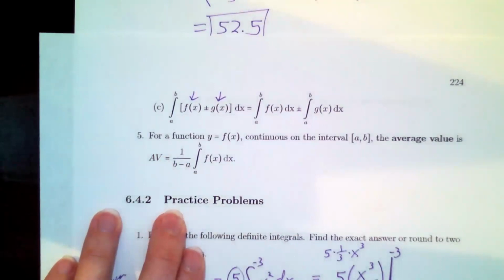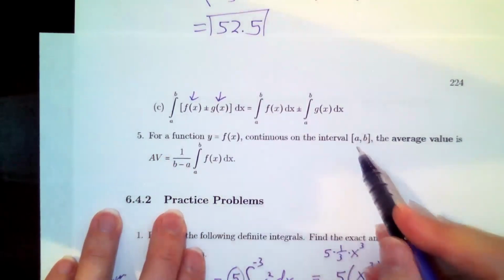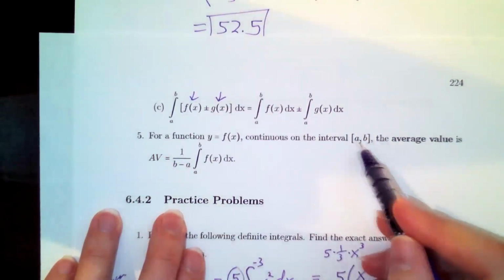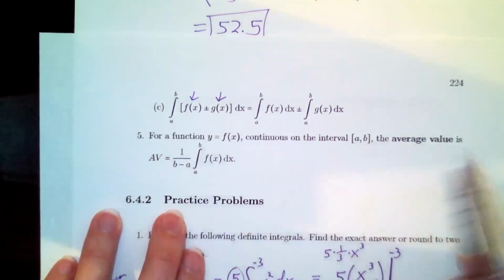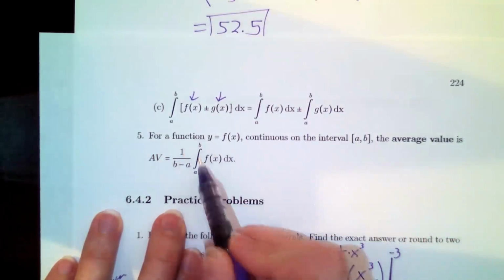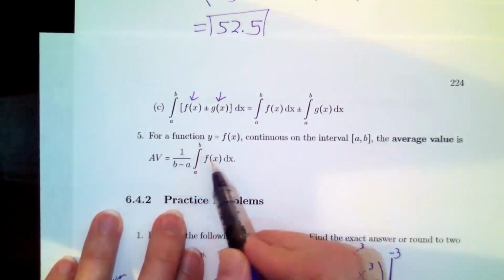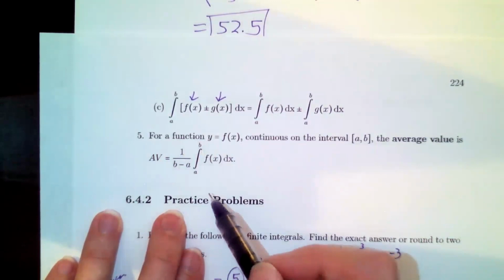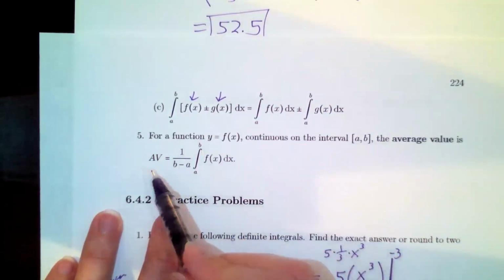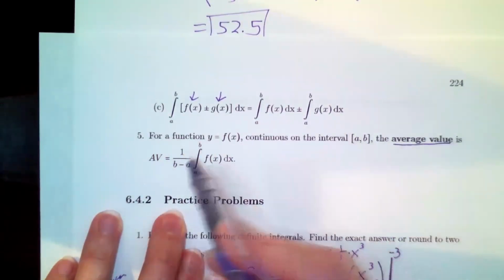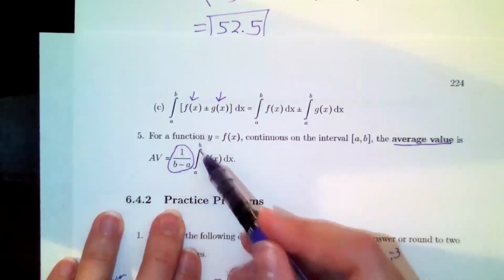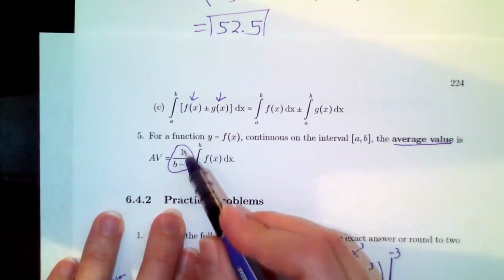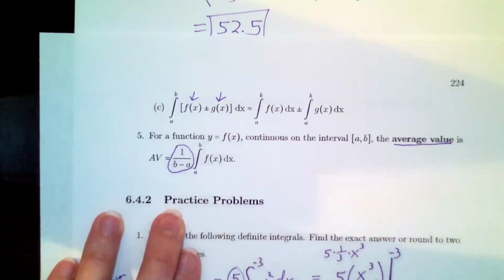It says, for a function which is continuous on an interval a to b, remember this is the same a to b that's on your bounds of your indefinite integral, the average value is 1 over b minus a times the integral from a to b of f of x dx. So the only difference between the definite integral and an average value is that an average value has 1 over b minus a in front of it. The rest of it's the same. You have a to b of f of x dx, but if you have 1 over b minus a on the front, that little fraction out front, then it becomes an average value.